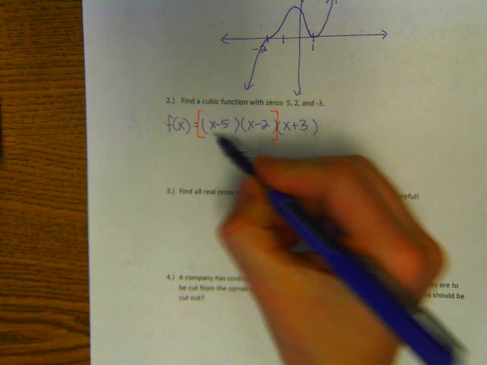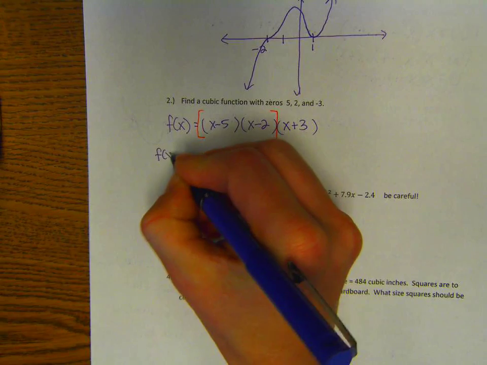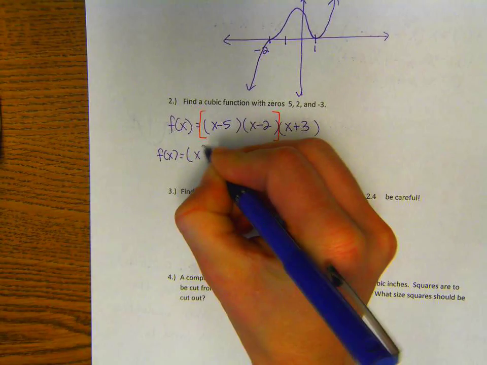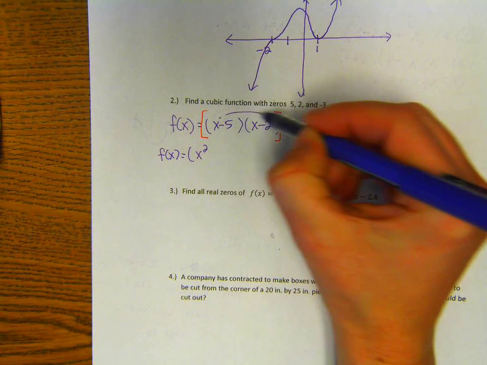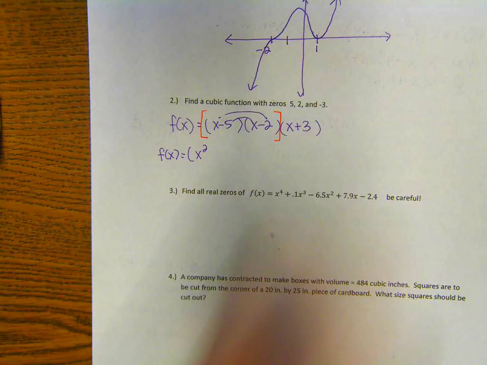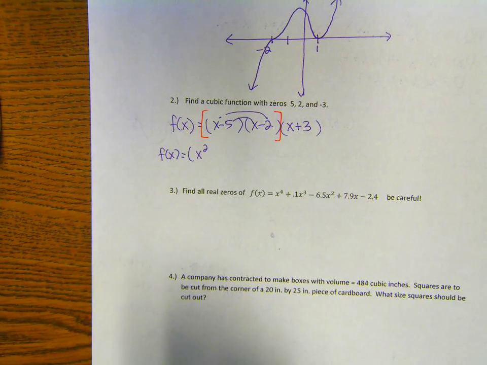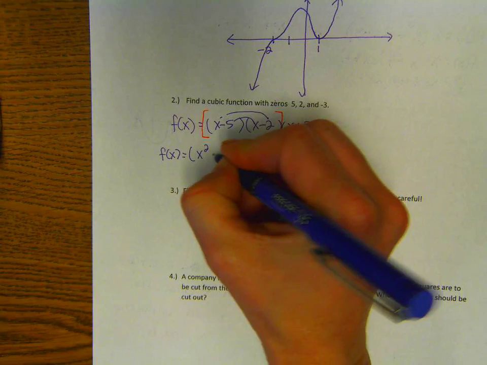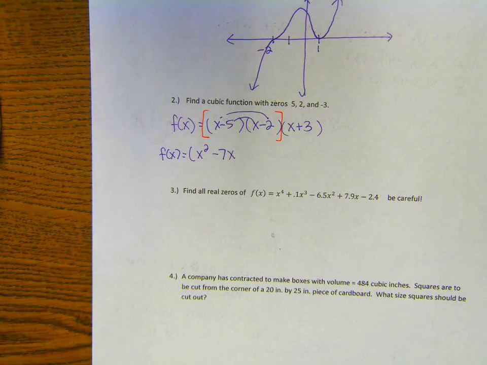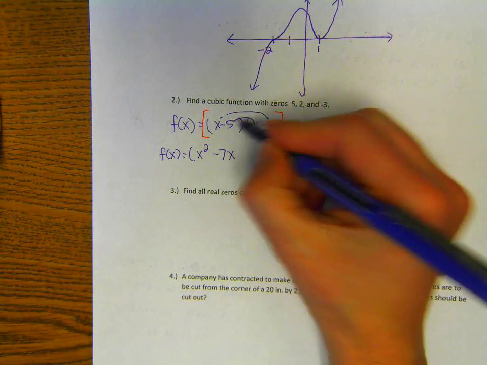X times x is x squared. Then I have minus 2x, and then I'm going to have minus 5x. I'm not going to write those both down because I know they add up together to make minus 7x. Negative 5 times negative 2 is plus 10.